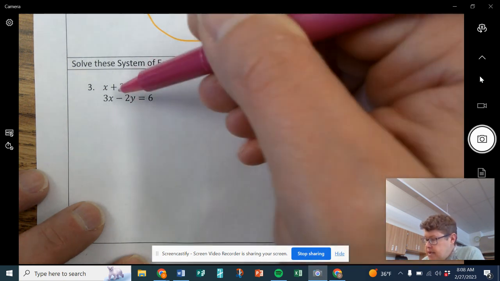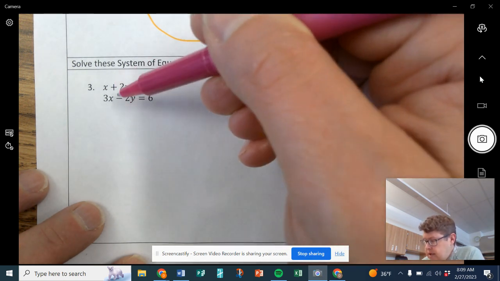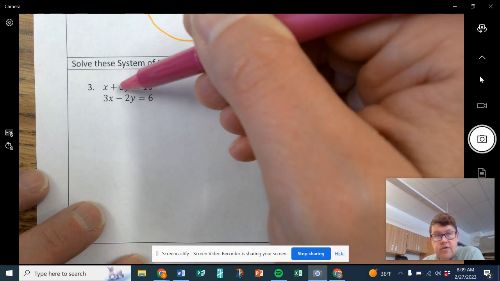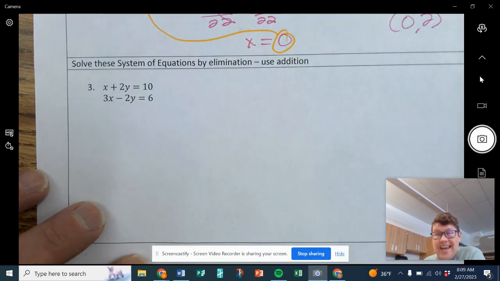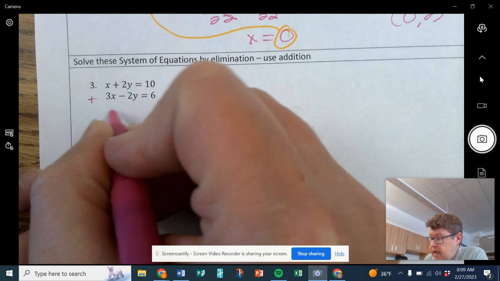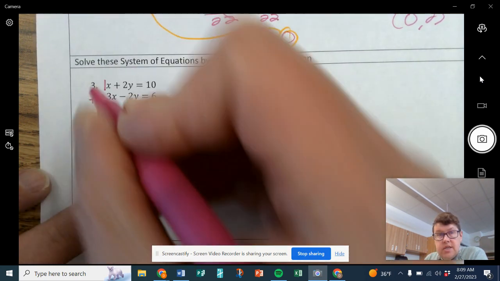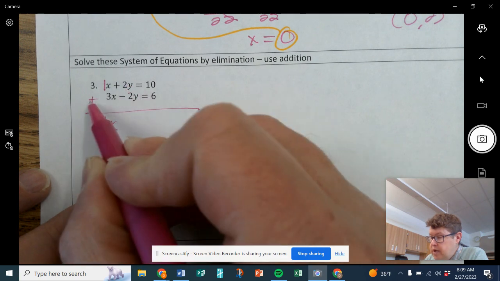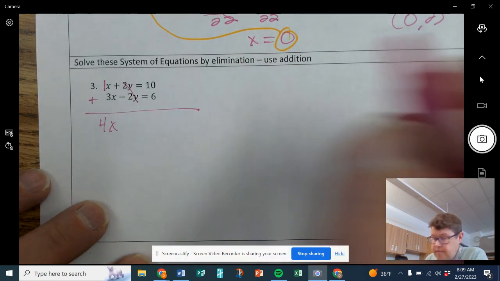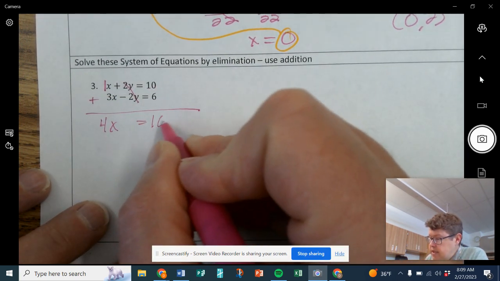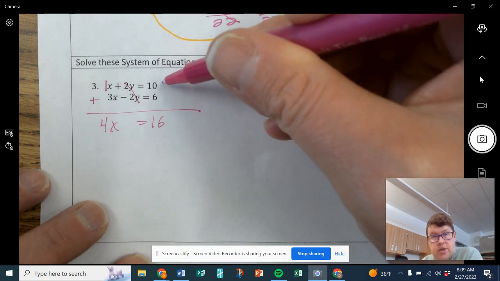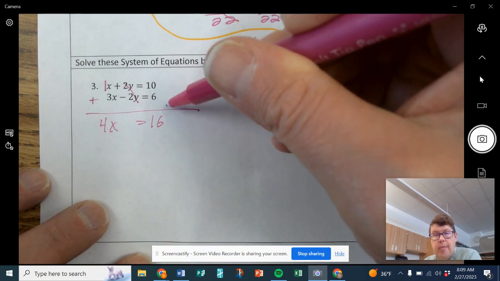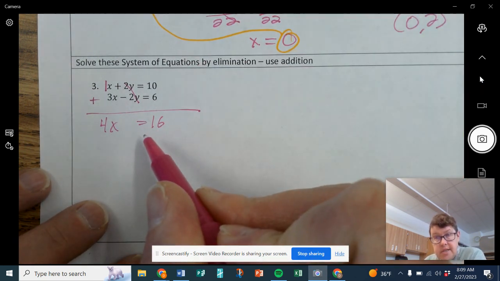And I'm going to use addition because I know that this is a plus and this is a minus. This is positive and negative, so I know that they're going to cancel out when I add them, okay? So I add here, and 1x plus 3x gets me to 4x. And then 2y plus a negative 2y gets eliminated. And then 10 plus 6 is 16. So what I did here was I took these two fairly complicated equations and combined them together to make something much, much simpler, okay?